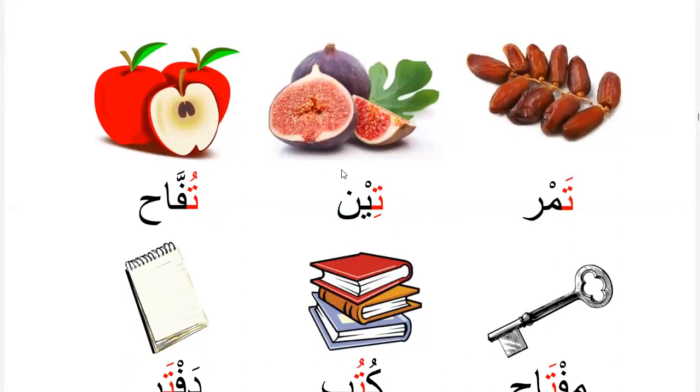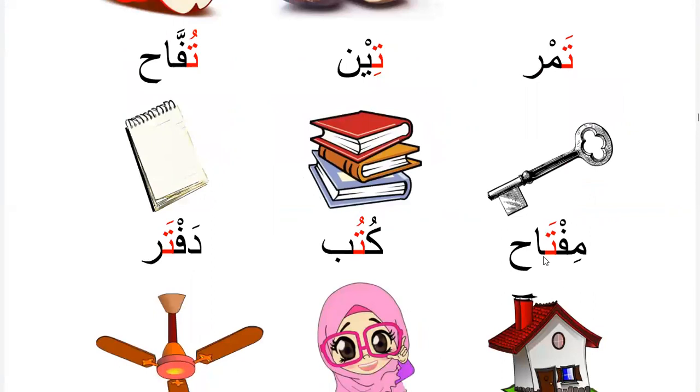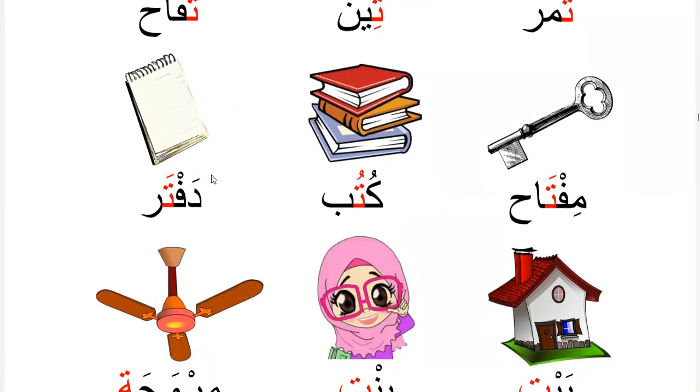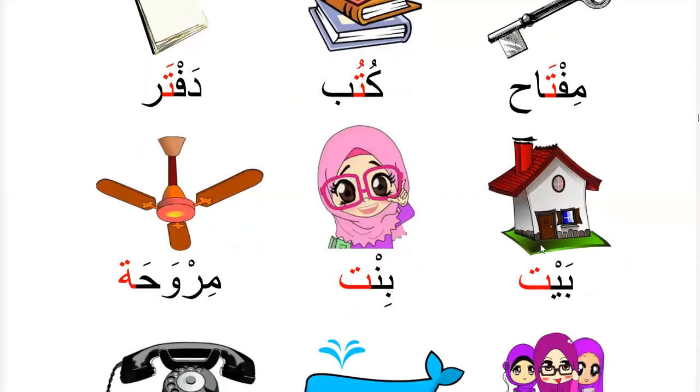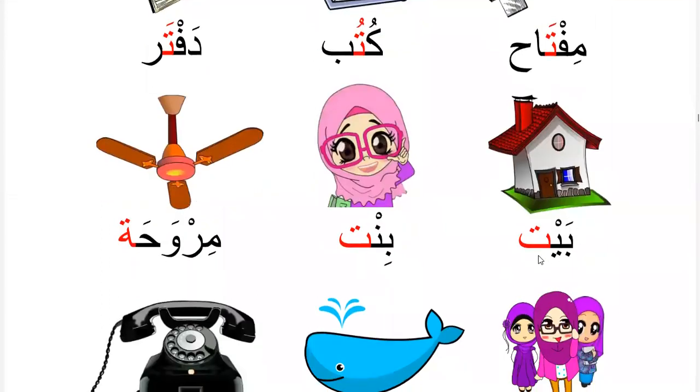Teen. Fig. Tufaha. Apple. Miftah. Key. Kutub. Books, and it is a plural word, okay? Daftar. Notebook. Bait. House.